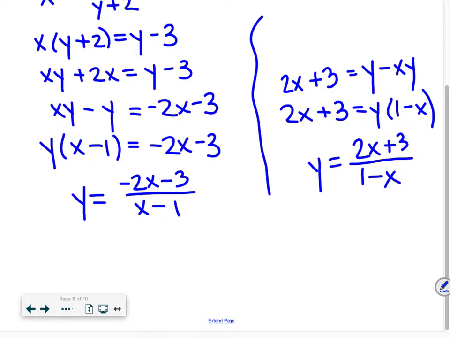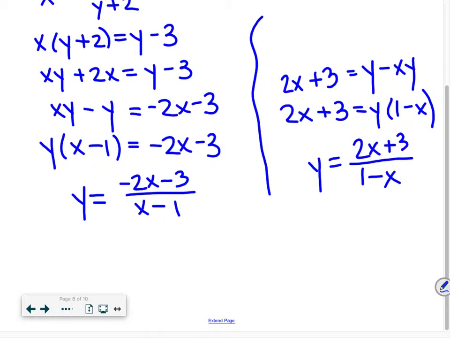Okay, let's talk about y. Here our denominator is x minus 1. Here our denominator is 1 minus x. So do you see how these denominators are opposite? Which means our numerators must also be opposite. If I factored out a negative 1 from this right here, we would have exactly what we have on this right side. So both answers work.